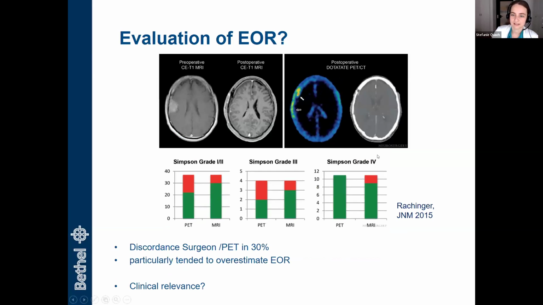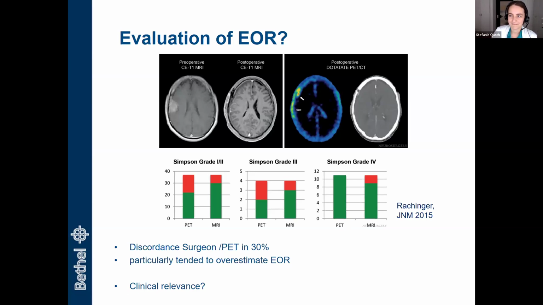So in Simpson grade 4 resected tumors, PET could detect the tumor left by the surgeon in 100%, whereas MRI was not always able to detect the tumor. And also PET did detect something that was interpreted as tumor even in Simpson grade 1 and 2 resections. So there was a discordance between the surgeon and the PET in 30%. Particularly, the surgeon tended to estimate a better extent of resection than PET.